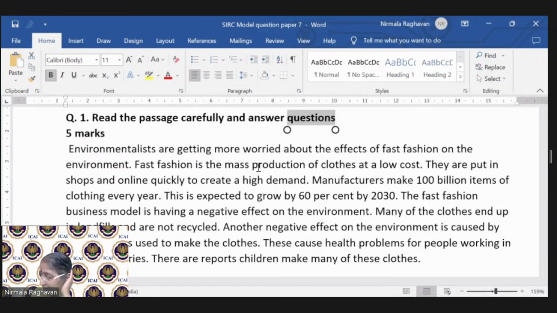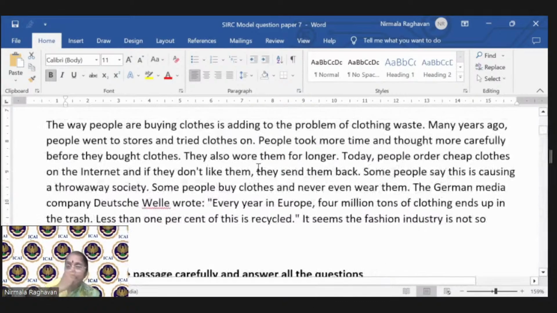What is the other negative effect? Yes, super. Goes to Ananya, you're all right. Chemicals that are used for making the clothes. Okay, now let's move on. What is adding on to the fast fashion industry? What problem is getting added on to the fast fashion industry?